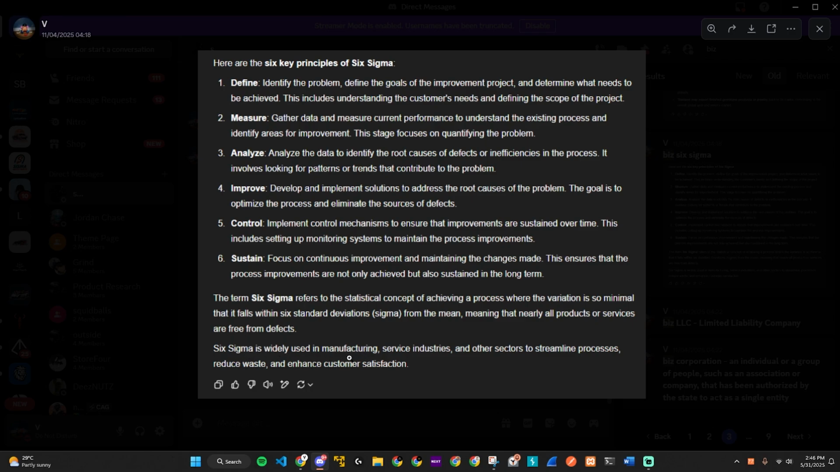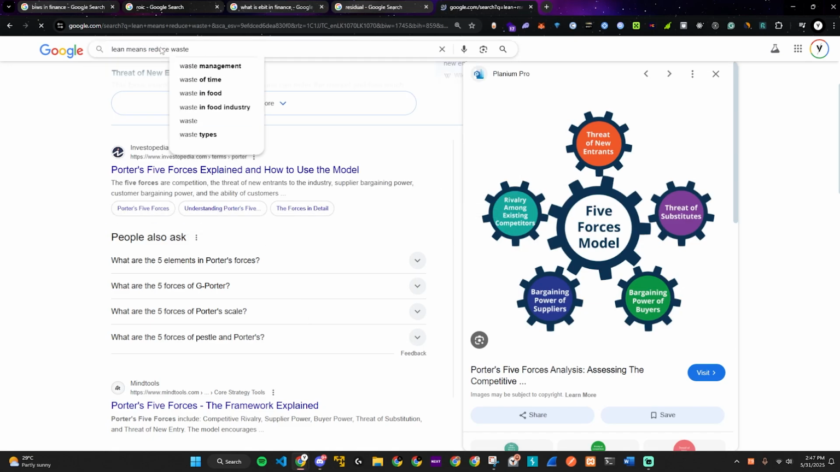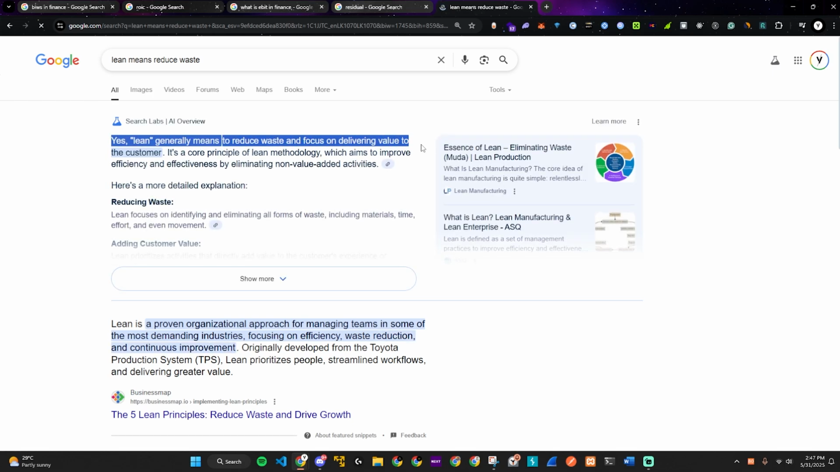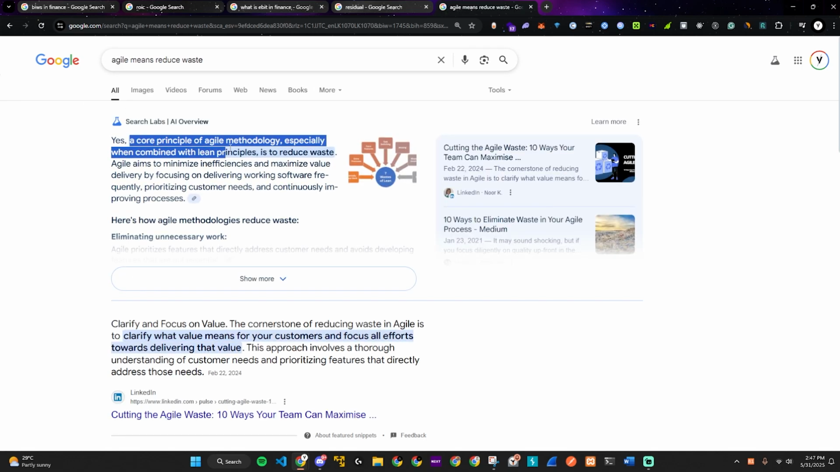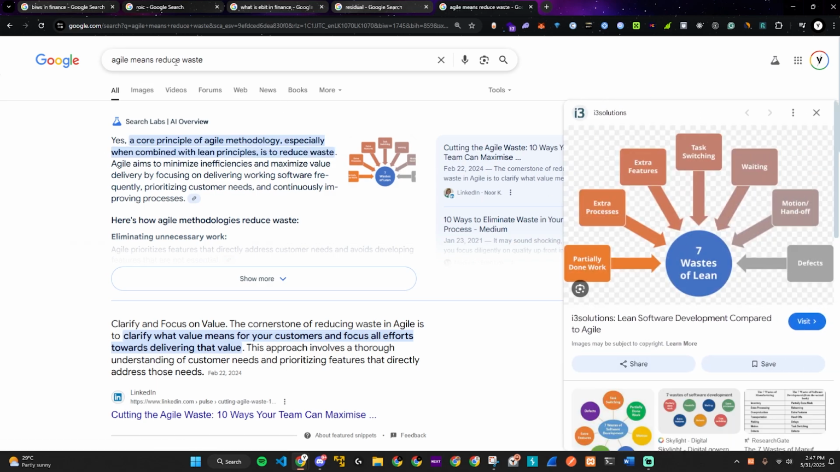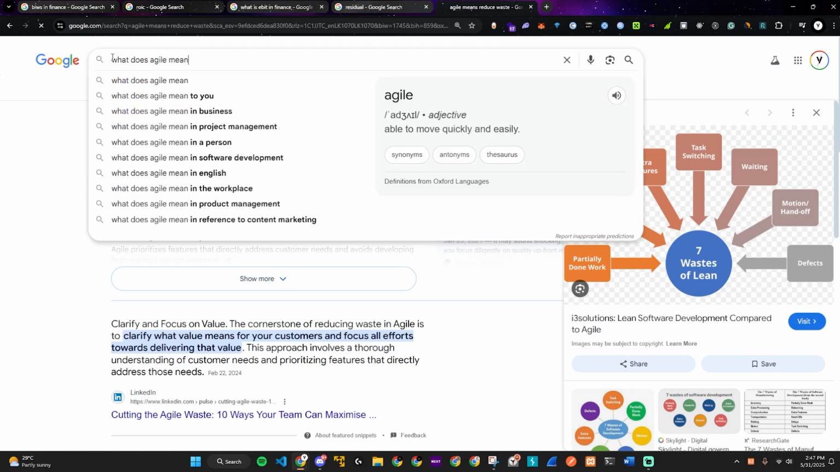It's widely used in manufacturing, service industries, and other sectors to streamline processes, reduce waste, and that's lean, right? And enhance customer satisfaction. So lean means reduce waste. Let's see. Yes, lean generally means reduce waste and focus on delivering value to the customer, right? So what does agile mean? Agile is a core principle of agile methodology where, especially combined with lean principles, is to reduce waste, right? So what does agile mean?